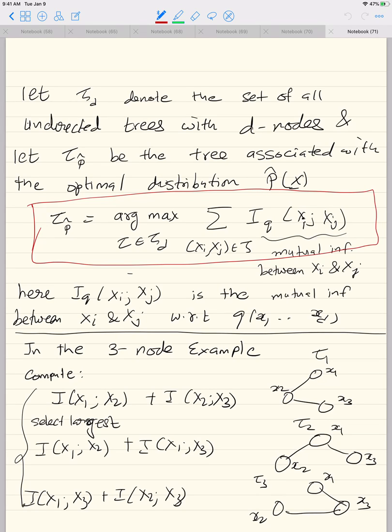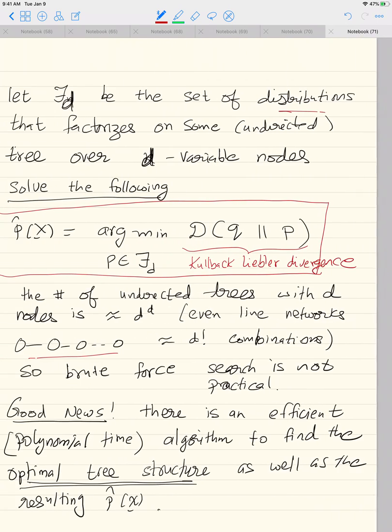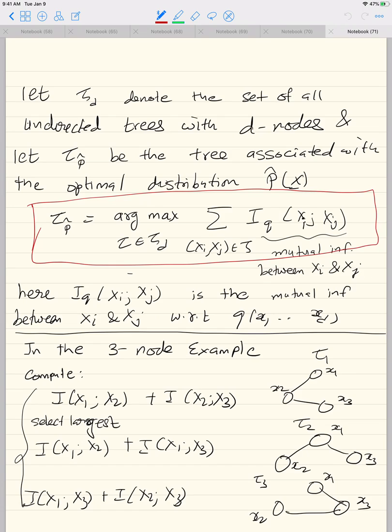We will do it in two stages. We will first identify the right tree structure associated with the given distribution, and then we will show how to compute the probability that factorizes over this tree structure that ultimately solves this problem. So this is done as follows.